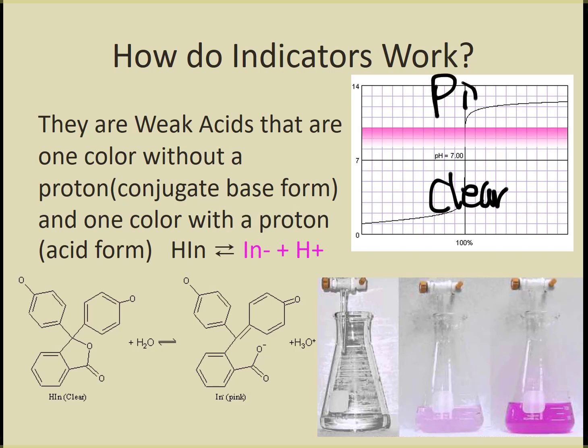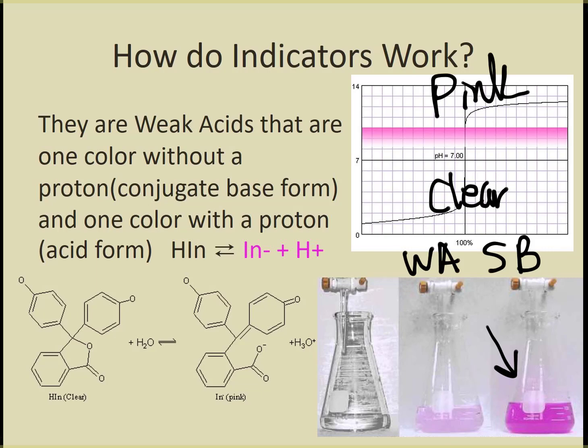And they didn't color the whole chart in. Once you're past around 8, it's going to be pink the whole time, so it's going to look like this. So this is a good indicator if you have a weak acid and a strong base, and that's because the equivalence point is going to be slightly basic, because you want your indicator, your endpoint, to be as close as possible to the equivalence point.